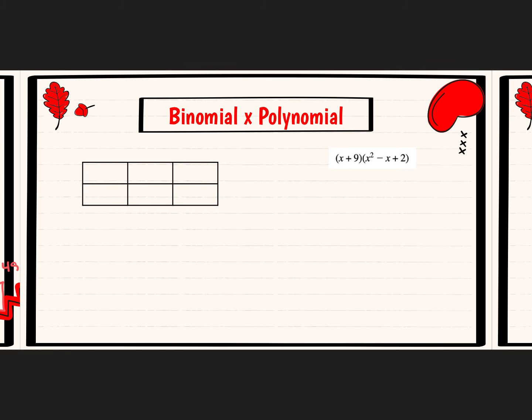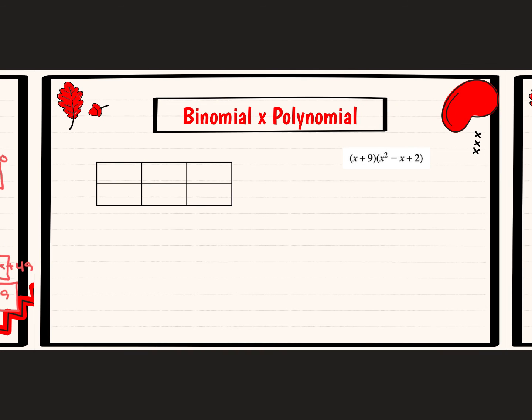Now let's look at a binomial times a polynomial. All right. So looking here, again, as I said, the box method works regardless of what you are multiplying. FOIL is something that you can only use with a binomial times a binomial. So here for this example, I'm multiplying x plus 9 and x squared minus x plus 2. So my x is going to go here. My 9 is going to go there. I have x squared, I have negative x, and I have a positive 2.